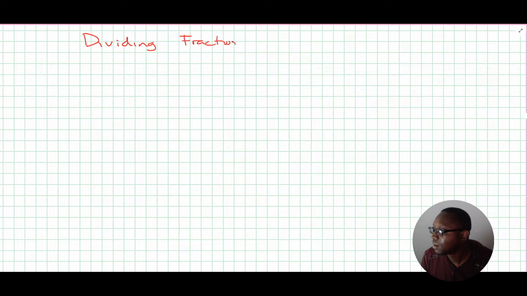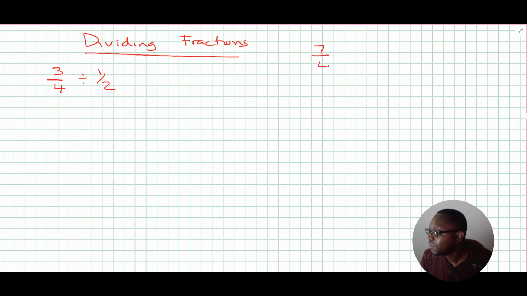Okay, so the question was, can you do a problem about dividing fractions? Let's go ahead and look at division of fractions. So, dividing fractions. Let's try something like 3 over 4 divided by 1 over 2. And then I'm going to do one improper here, which is 7 over 4 divided by 12 over 5.